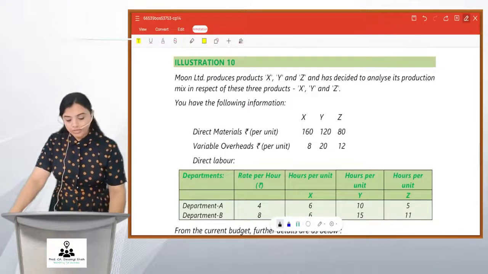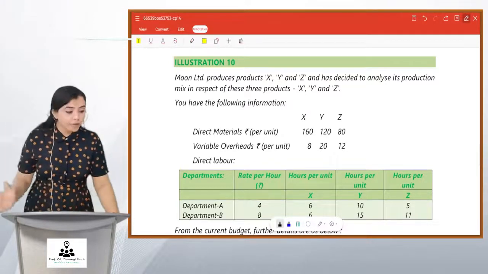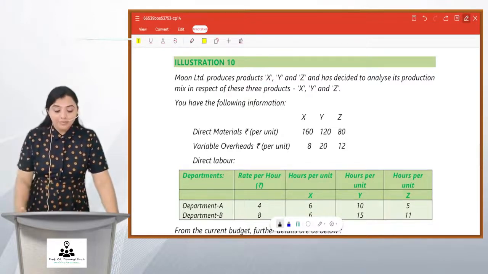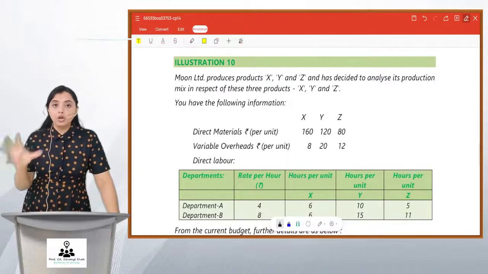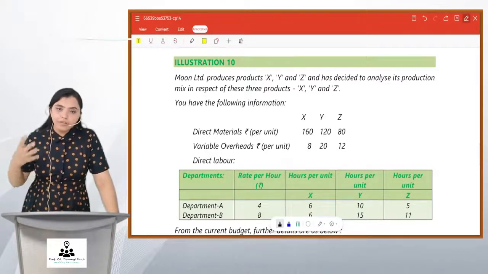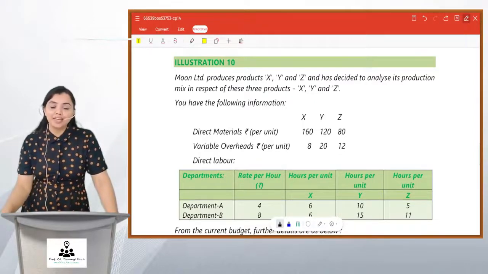So what I would do is, we had done the basic sums that were relating to the formulas, right? And now the sums that we have are all of decision making. So one more powerful, impactful video of this marginal costing is coming your way.